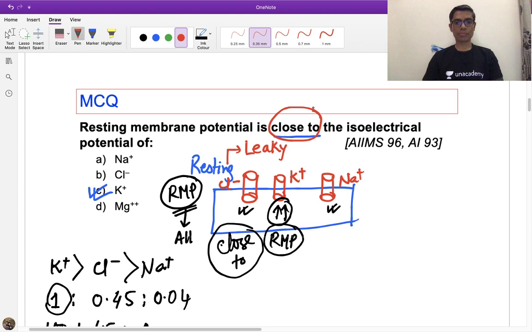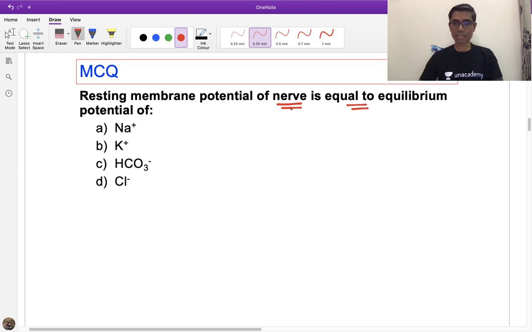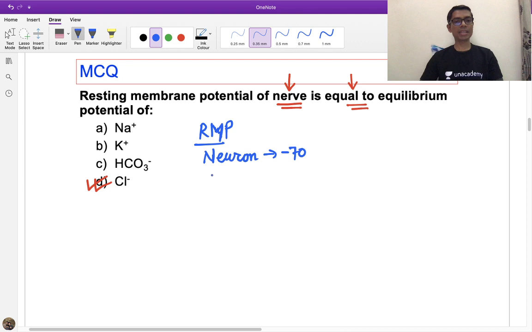Now I am asking two things: RMP, resting membrane potential of nerve. So I have specified the tissue, and then I am asking "equal to". Then you have to remember, yes, here the answer is D. Very good. So the correct answer is coming here. The answer is chloride. Now why? For answering this question, I have to remember certain things. First of all, I am writing some numbers here. RMP of neuron, how much? Minus 70 millivolt.